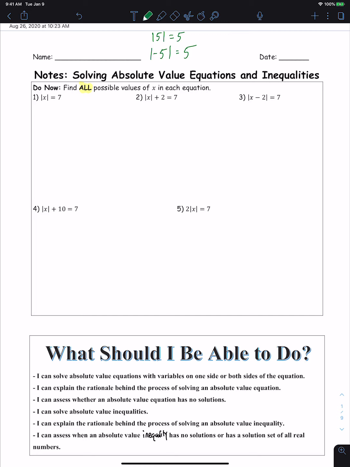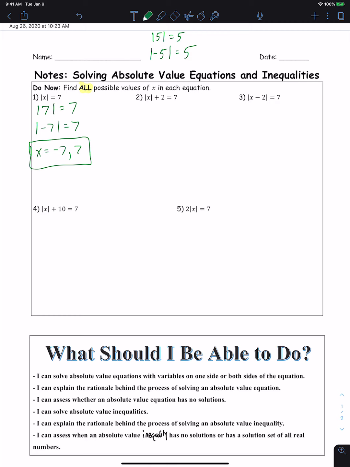So let's take a look at number 1. It says the absolute value of x is equal to 7. So I know that the absolute value of 7 is going to equal 7. But I also know the absolute value of negative 7 is going to equal 7. Therefore, x can be either negative 7 or it could also be 7 and make the equation true. So my solutions are negative 7 and 7.